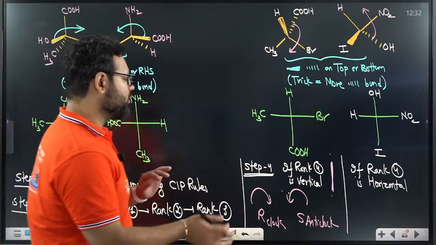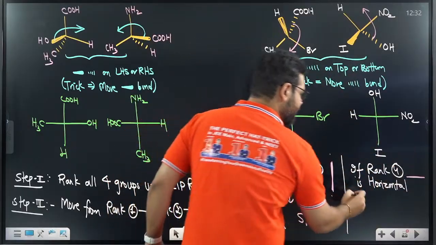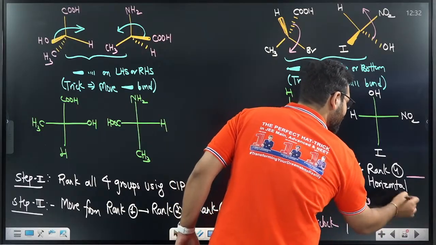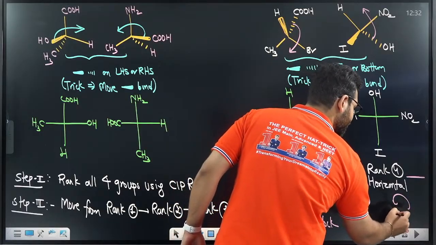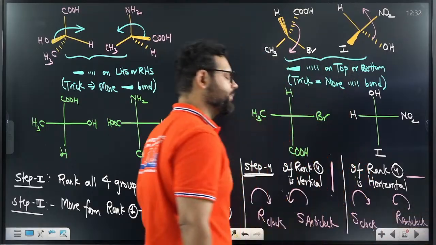But if the 4th group is horizontal, reverse. If the 4th group is coming on this horizontal line, then clockwise will be S, anti-clockwise will be R. Okay, simple.